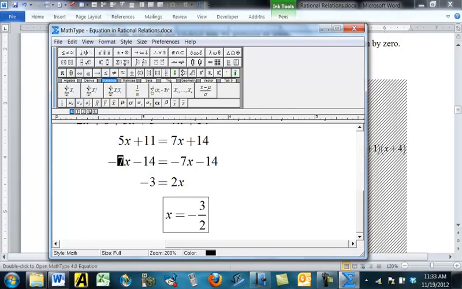Actually, let's do it this way. We'll subtract 5x from both sides, and then subtract 11 from both sides. Okay, and so if I do that, then what happens? No, subtract 14 from both sides. Okay, if I do that, that gives me a negative 3 on the left, and it gives me 2x on the right. So I had it right here, just didn't have that part there. Divide both sides by 2, and we get x is negative 3/2.